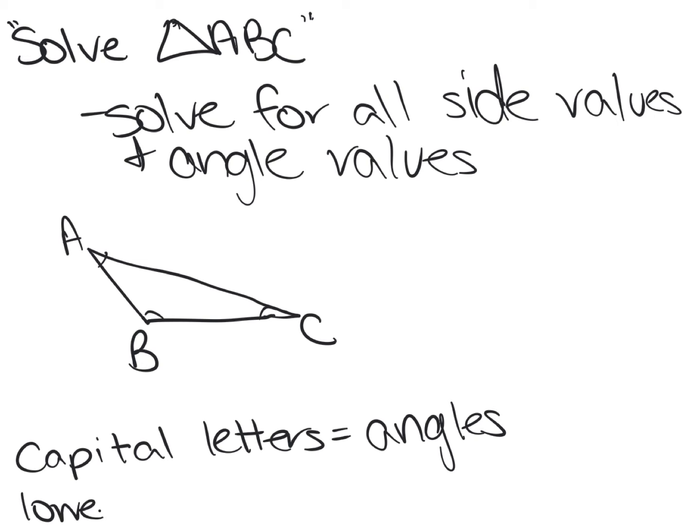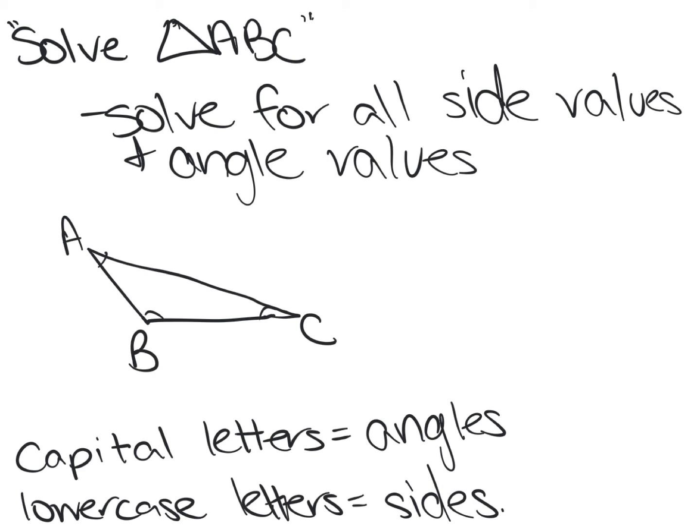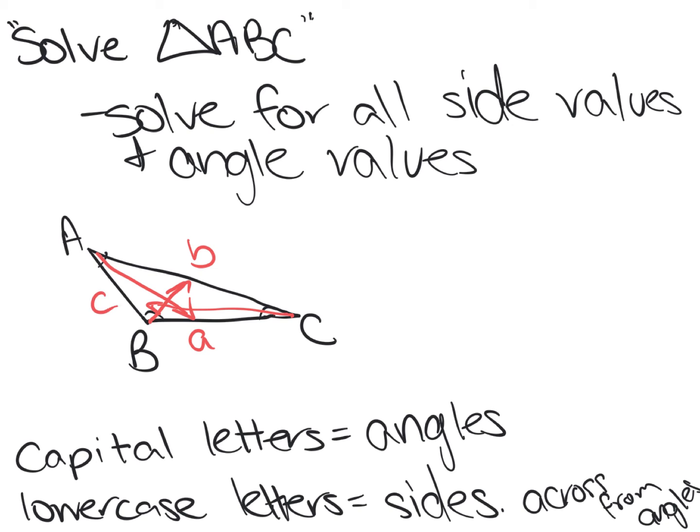Now, the lowercase letters correspond with the sides. And what I mean by this is it's always going to be across from the angles. I ran out of room, sorry. So if I have big A over there, that's across from it, and that's going to be little a. I have big B, which is the angle, which means that's going to be little b. And then C, that's little c. So those are the side values that correspond with the angles and vice versa.